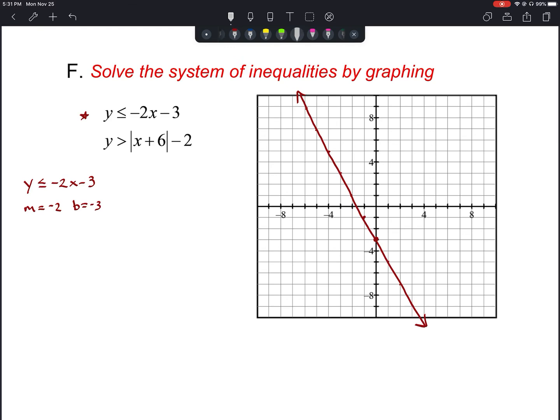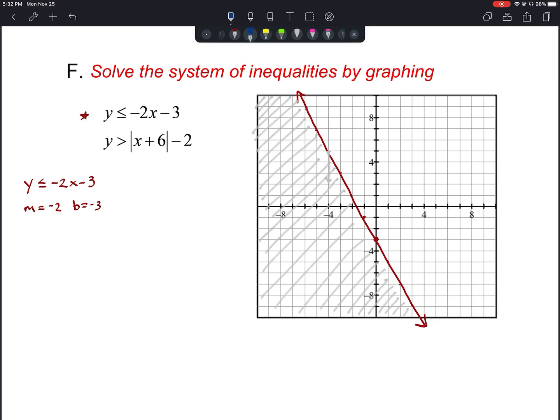Which side would we need to shade on? Well, the side that's less, right? So put your pencil on where it's equal to it there, and then go down. So this would be the side that we would shade on for the line, y is less than or equal to -2x minus 3.